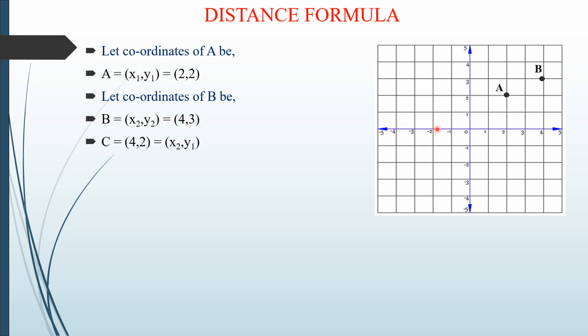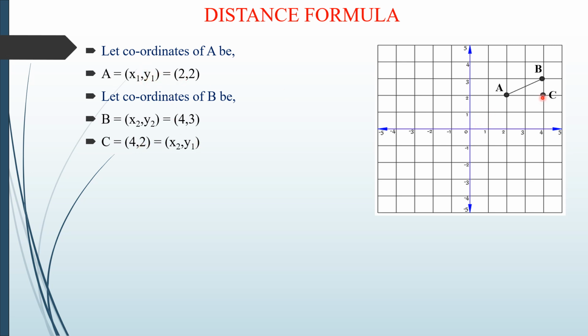Now I'll take one more point, that is point C, that is somewhere here. Now, if I want to find the coordinate of this point, that would be 4, comma 2. That is x is 4, y is 2. If you carefully observe, this 4 is nothing but this x2 and this 2 is nothing but this y1.